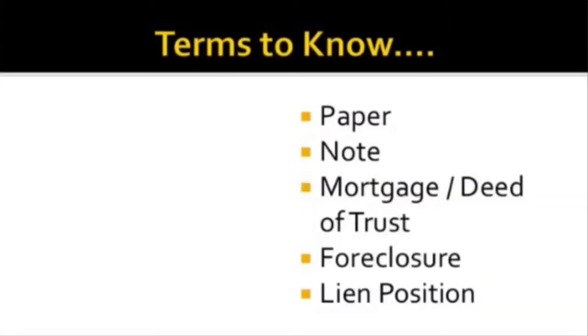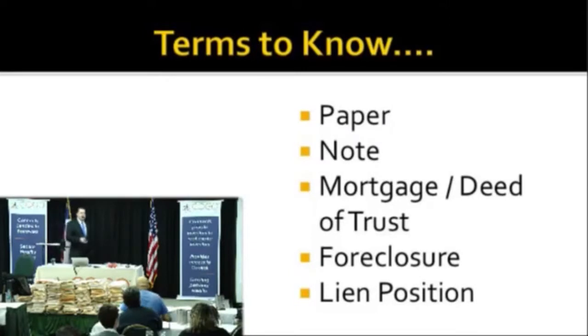It's paper. So if you ask somebody, what do you do? Oh, I buy and sell paper. They're talking about debt instruments. Now, a note, a mortgage, or a deed of trust, these are the instruments that create the debt. So in a non-judicial foreclosure market, you're going to get a note and a deed of trust.